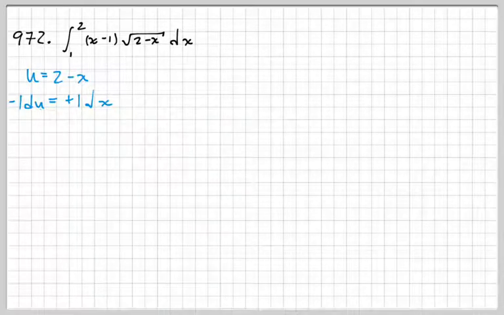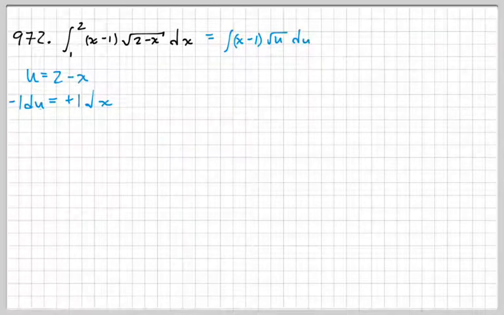And so when I go to sub stuff in, I make sure that I do not write this 1 and this 2 because these are x values, they are not u values. And I'm trying to make all the x's go away. So x minus 1, I don't know how I'm going to make that go away yet, but then on this one I could put the square root of u, which is great. And then I could put a du in for the dx, and I'm going to put the negative on the outside because it's a negative du that I'm putting in, and the negative 1 is like a scalar.